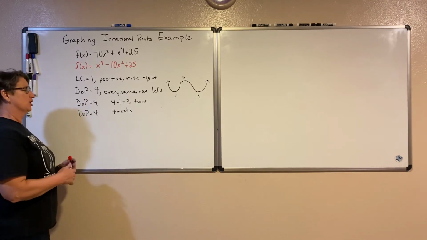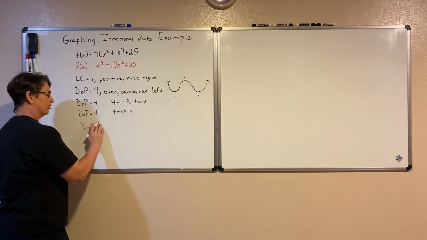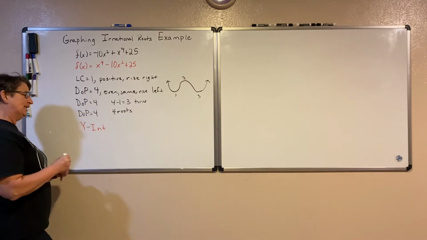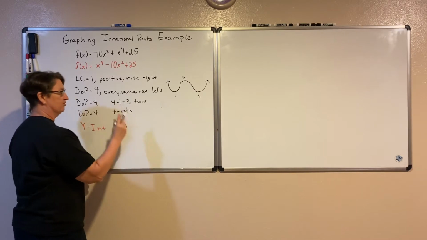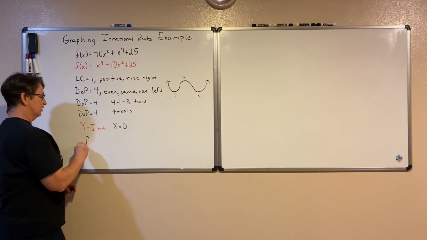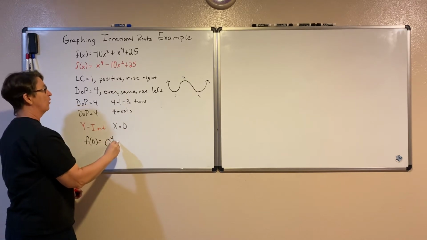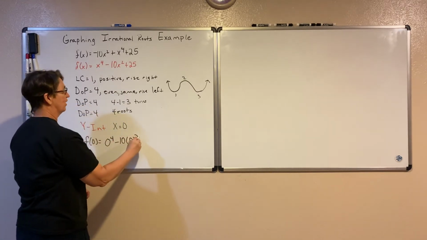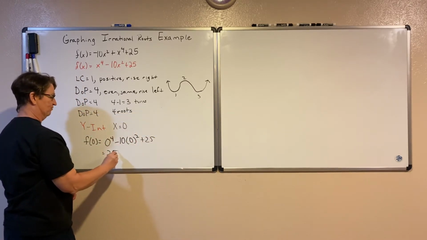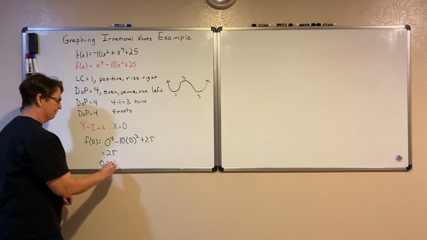The next piece that I'm going to look for is the y-intercept, where the graph intersects the y-axis. To find the y-intercept, I need to just find where x is equal to 0, because x is 0 on that y-axis. So I'm just going to substitute into my function 0 everywhere I see an x. So 0 to the 4th power minus 10 times 0 squared plus 25. This is 0, that's 0, and it just leaves me with a 25. So I know that I have a y-intercept at (0, 25).